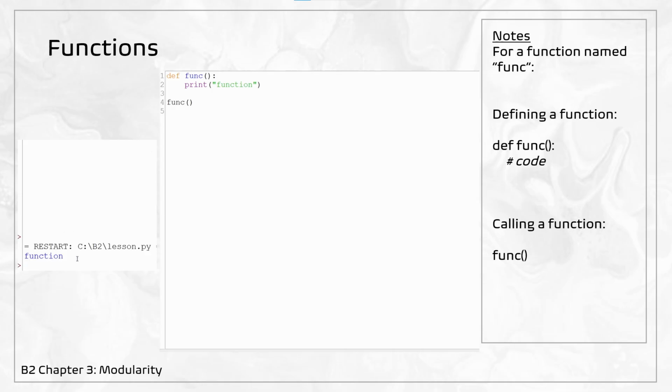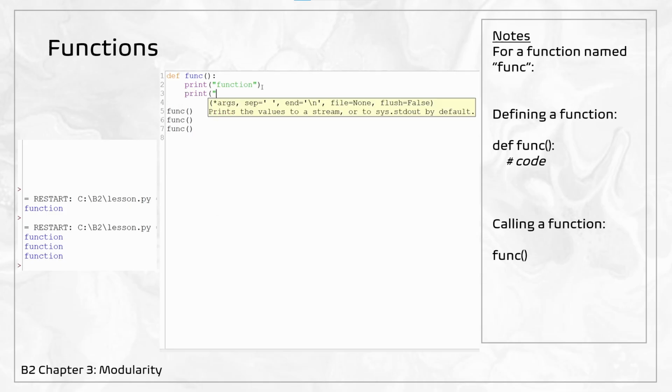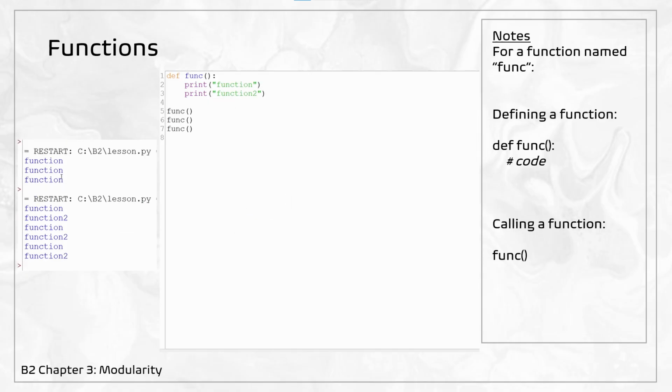We can call the function multiple times, like this. Let's just do that. And if we run this, we get 3 lines of function. And we can also write something else on here, like function2. And if you run this, you can see function2 is repeated 3 times.